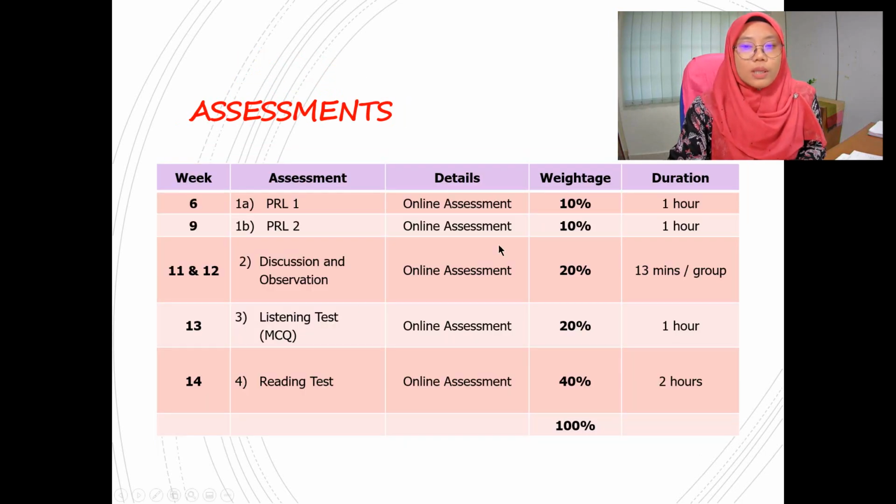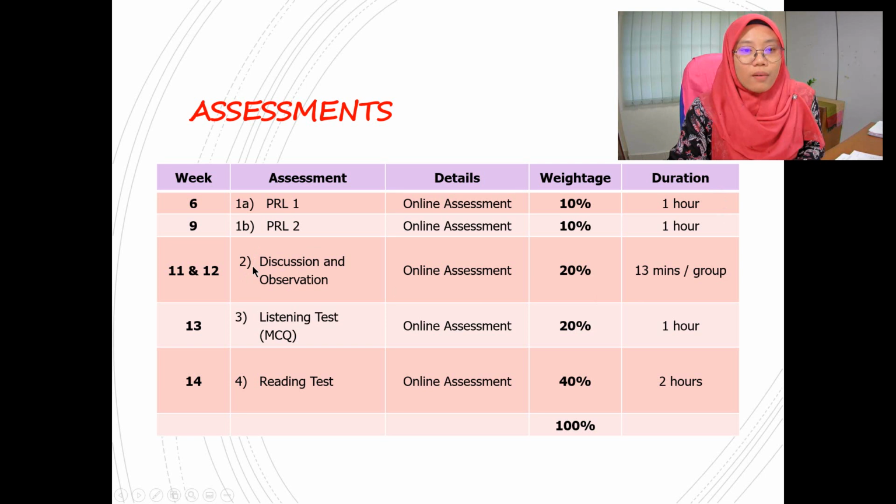Alright, now we are going to take a look at the assessments for this course. The first one, you are going to have PRL. What is PRL? I'm going to explain to you after this. We are going to have PRL1 and PRL2, and it's going to be online, and each PRL is 10%. So the first PRL is going to be conducted in week 6, and the second PRL is going to be conducted in week 9. For both PRL, you are given 1 hour to complete.